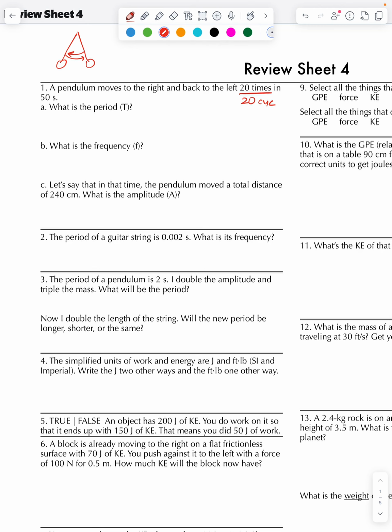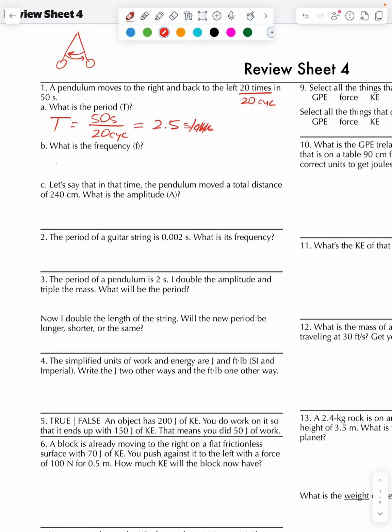Now, what's the period? Well, it's not really an equation for this. It's just by the definition of period. The period is how long it takes to complete one cycle. What's the time per cycle? So it took 50 seconds to do 20 cycles. So it takes 2.5 seconds per cycle. However, typically for period, it's implied that it is per cycle, so we typically just don't include cycle. We just say 2.5 seconds. There's no problem with that, but you'll more often see it written as a time unit.